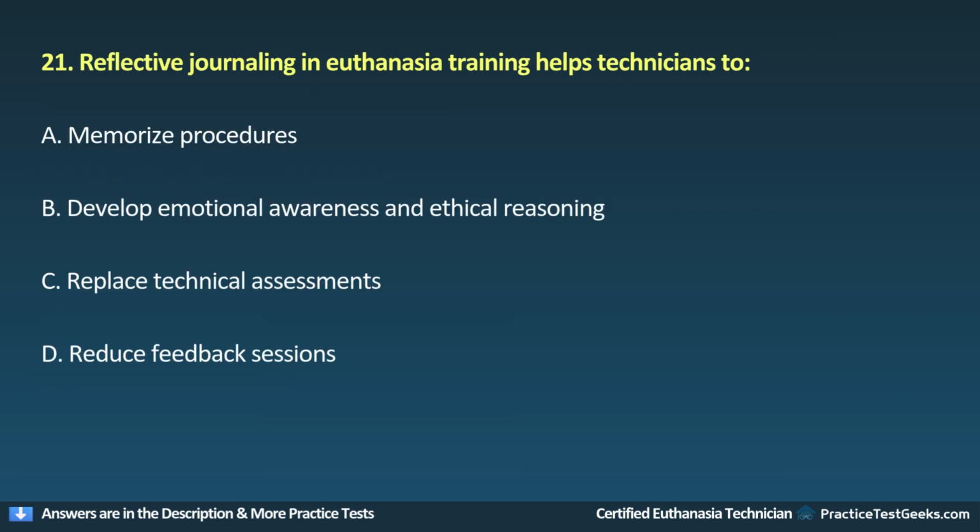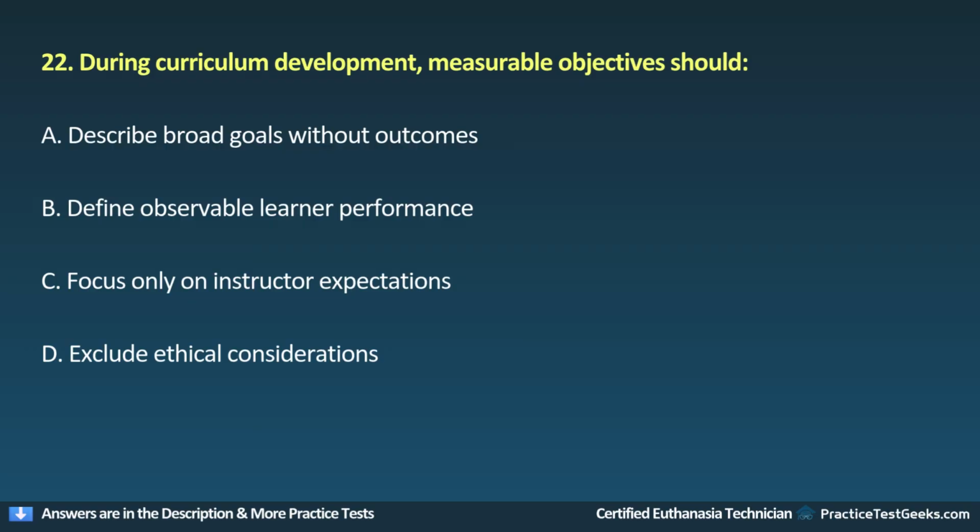21. Reflective journaling in euthanasia training helps technicians to A. Memorize procedures. B. Develop emotional awareness and ethical reasoning. C. Replace technical assessments. D. Reduce feedback sessions.